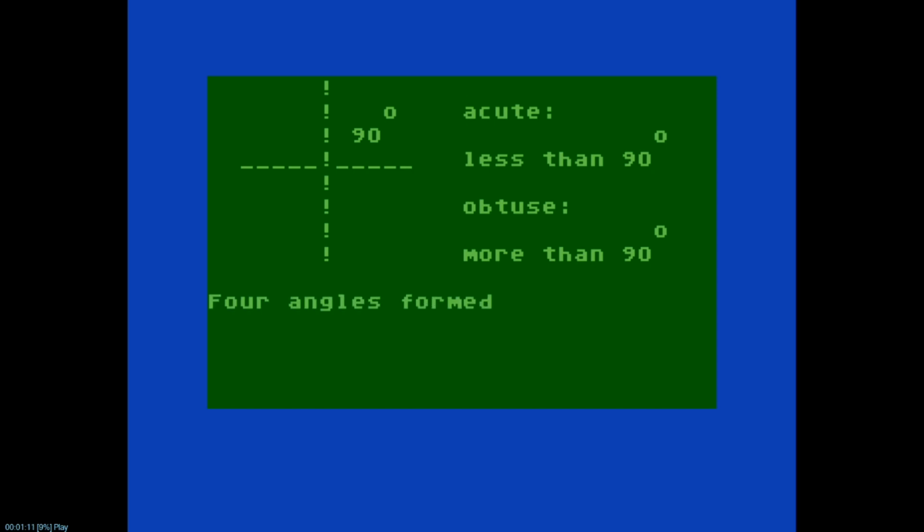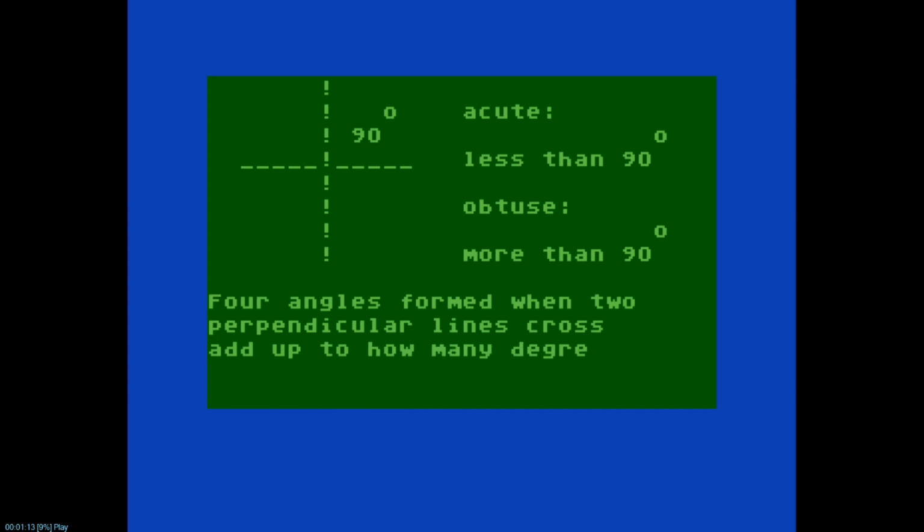Mathematicians have chosen to say that a right angle contains 90 degrees, so an acute angle has less than 90 degrees, and an obtuse angle has more than 90 degrees. The 4 right angles, formed when 2 perpendicular lines cross, add up to how many degrees? Yes, you probably recall several things about triangles.